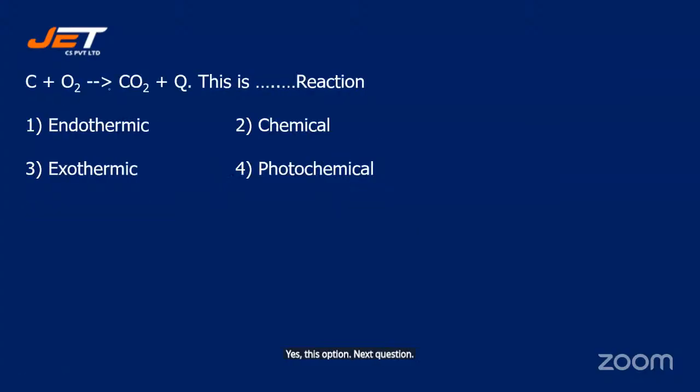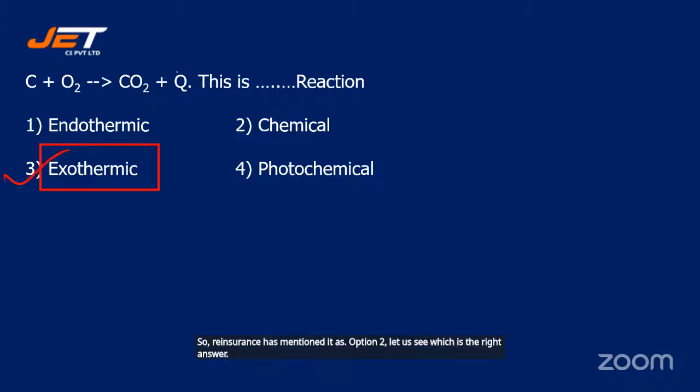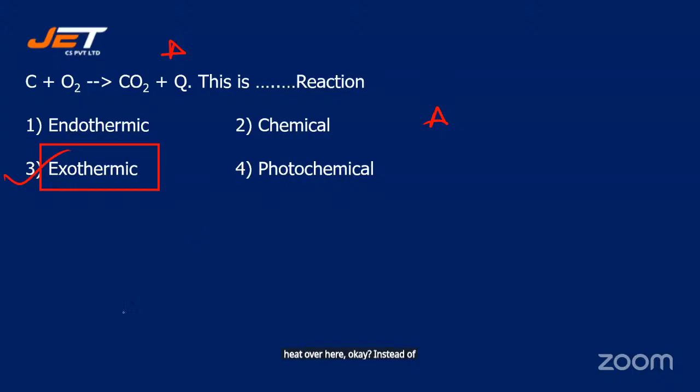Next question. Carbon plus oxygen gives rise to carbon dioxide plus Q. What is this reaction? This Q represents what? Endothermic reaction, chemical reaction, exothermic reaction or photochemical reaction. Which is the right option? Prem Charan has mentioned option 2. Let us see which is the right answer. It is an exothermic reaction. Q will represent heat over here. Okay, instead of the triangle, they have mentioned it as Q.